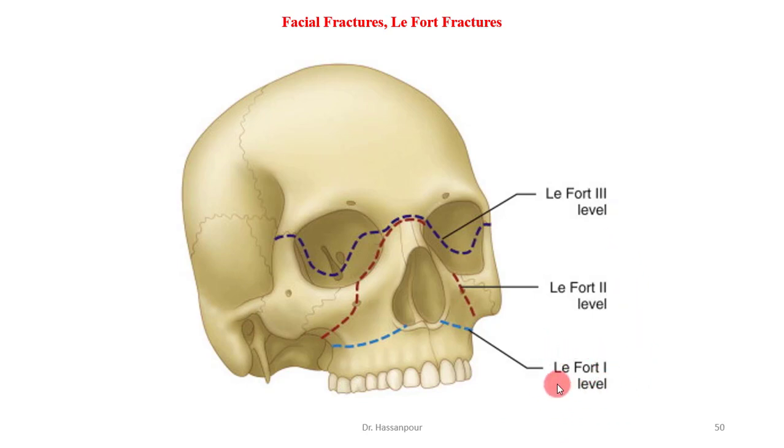We have type 1, which involves the separation of the alveolar part of the maxillae from the rest of the viscerocranium. There is type 2, which involves the separation of the midface from the rest of the viscerocranium. And finally, we have type 3, which involves the separation of the entire viscerocranium from the neurocranium. It's worth noting that this is not a black and white classification system, and that there can be some overlap between fracture types.